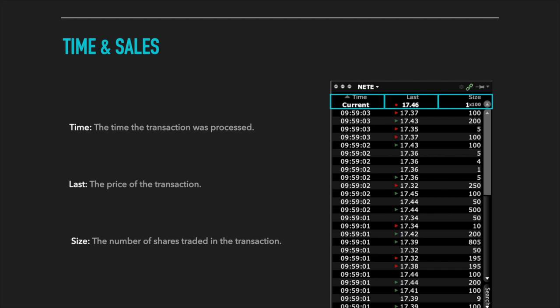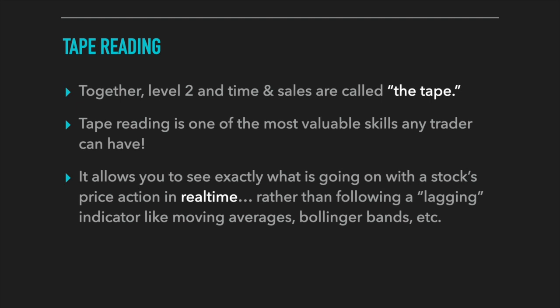So again, like I briefly mentioned already, to get the full story of the price action, you want to make sure that you're pairing the level 2 and the time and sales together. And when you do that together, these are collectively referred to as the tape. And if you've been trading for a little while, you've probably heard people talking about tape reading. And in my opinion, tape reading is probably one of, if not the single most valuable skill that any trader can possibly have. And the reason for that is because it allows you to see exactly what's going on with the stock's price action in real time.